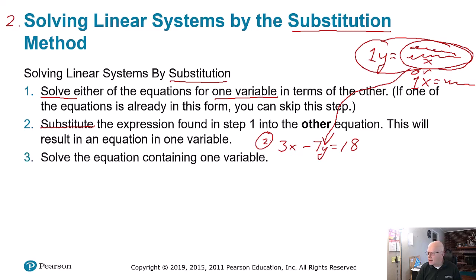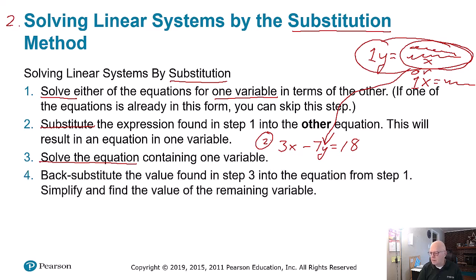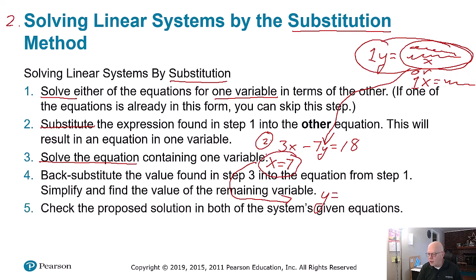Once you've got that set up, you've done the substitution, solve that equation for x or y, whichever variable is left. When you get that, take it back into the other equation and find out what the other one is. So if you've found x equals 7 in this one, take it in the other equation, and you'll be able to figure out what y is by putting this in for the x's and solving for y. Next, check it. Does it work in both equations? It should if you've done everything well.